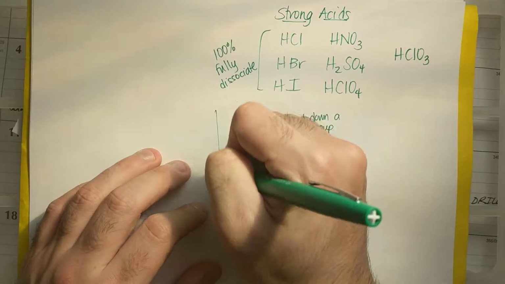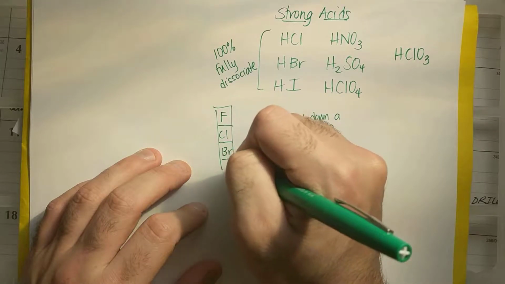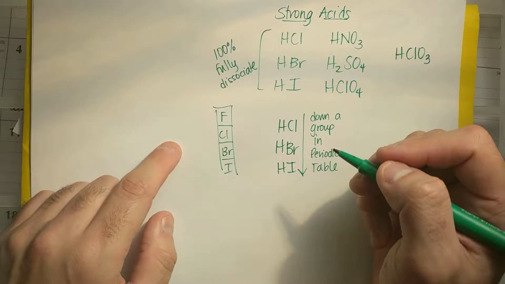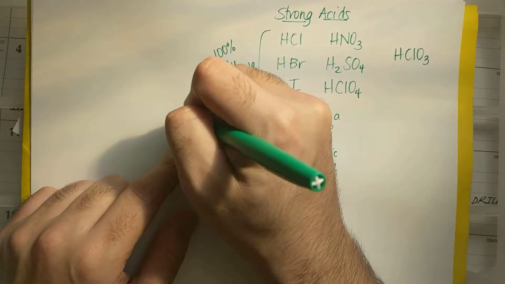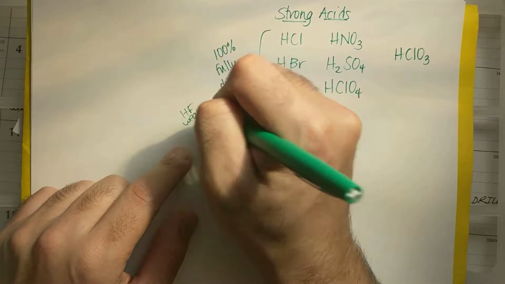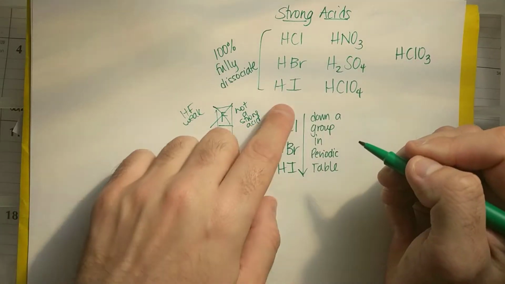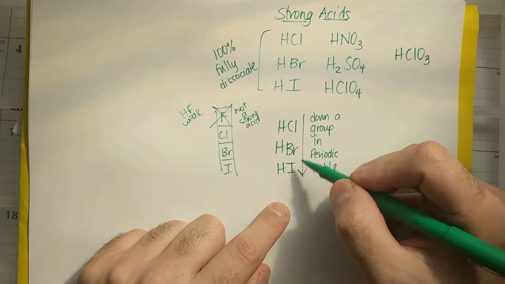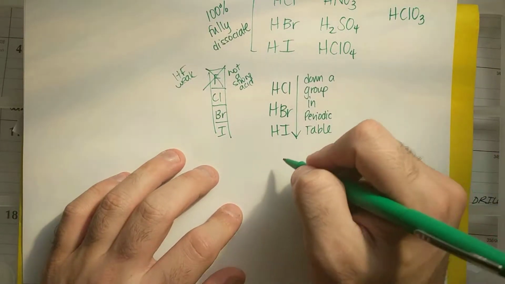Right? So if I had the periodic table, I have F, I have Cl, I have Br, and I have I. Okay? F is not part of this list. HF is not, that's a weak acid. It's not a strong acid, and I'm going to explain in a moment. As I go down, something is happening to these elements that the proton's attached to. I'm just going to draw a picture.